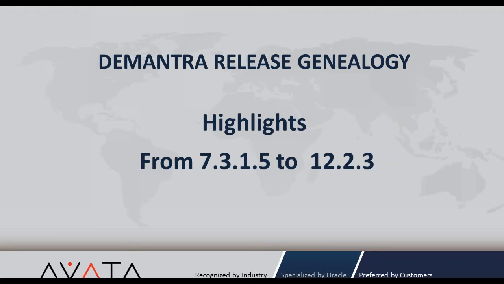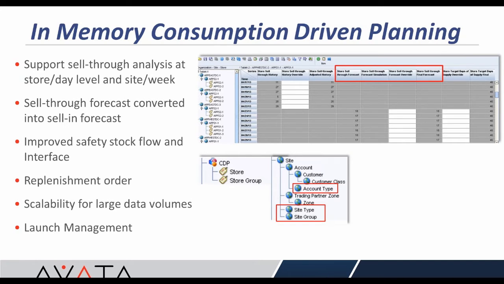Moving on to 7.3.1.5 to 12.2.3. In 7.3.1.5, in-memory consumption-driven planning was introduced. Again, an entirely new module targeted at the consumer goods retail industries.